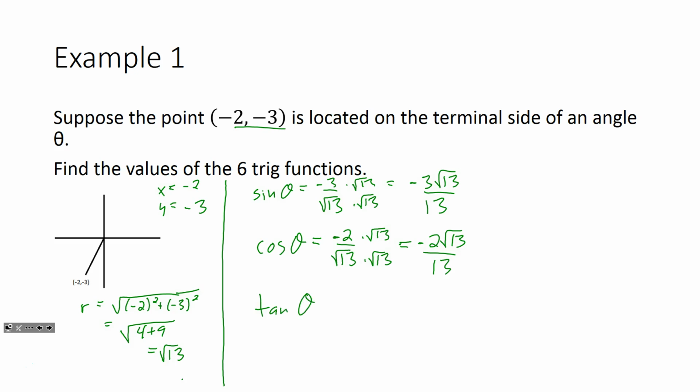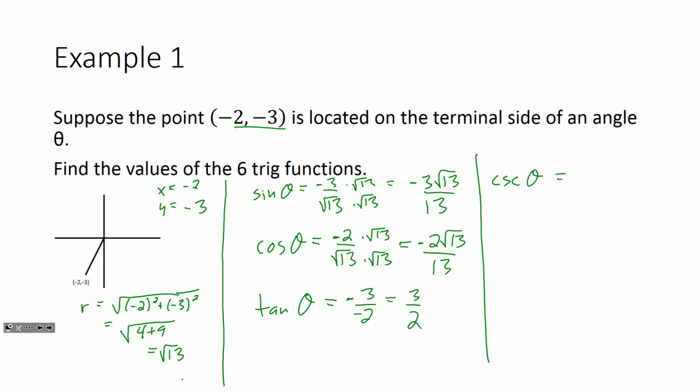Finally, the formula for tangent of theta is just y over x. That will be negative 3 over negative 2, which will be 3/2. So we got the first 3 trig functions rather quickly. Let's find the reciprocals of those. The reciprocal of the sine function is the cosecant.